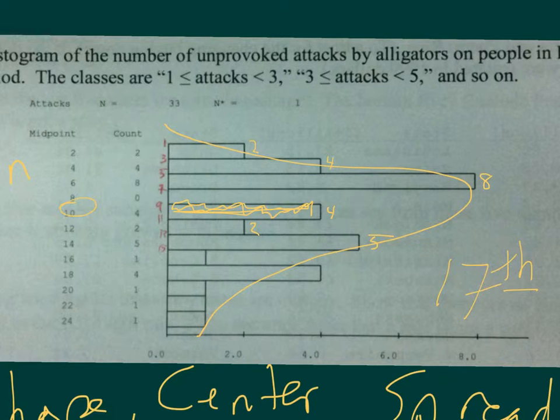So my response would be the 17th data point, which is the median, is in the 9 through 11 bar. So I would expect the median to be 10 attacks.